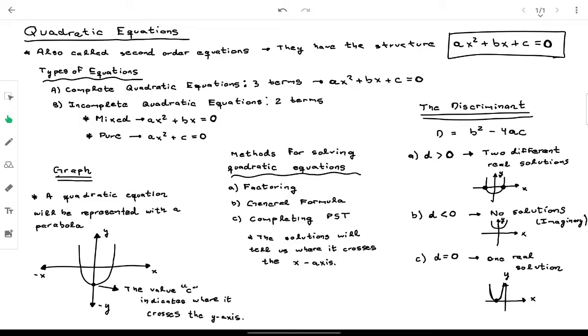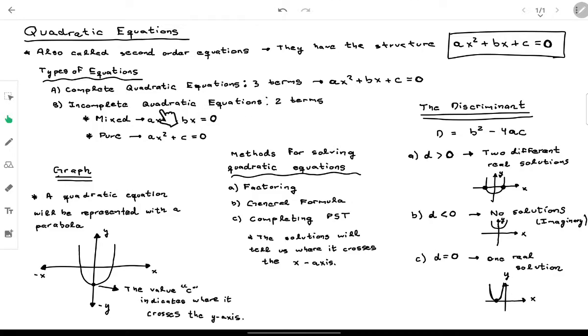The one that has a, b, and c is called the complete quadratic equation. If we have the three terms, something that multiplies the x squared, something that multiplies the x, and an independent term, it will be a complete quadratic equation. What if we are missing the middle, the bx, or the c term? If we have only two terms, that means the ax squared and another one, we will call them incomplete quadratic equations. Those will have two terms.